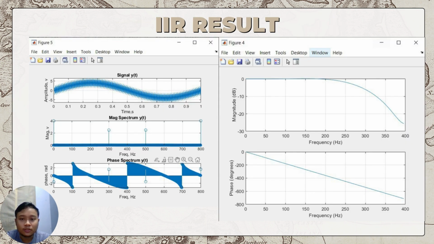Next, after doing the simulation and running the coding, we get the IIR result. In the result, we can see it shows the graph of magnitude versus frequency and phase versus frequency, and this is a good result for me.